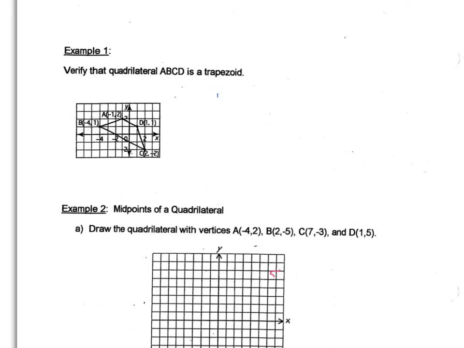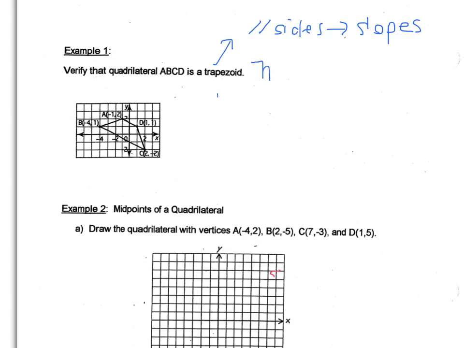Example 1 says verify that quadrilateral ABCD is a trapezoid. So remember, a trapezoid has one pair of parallel sides. From the picture, it seems that AD and BC would be the two sides that would be parallel. So in order to prove that it's a trapezoid, we have to verify that those two slopes are equal. So thinking of trapezoids, we're going to think trapezoid, parallel sides, slope. Anytime you see parallel or perpendicular, you're going to calculate the slopes.